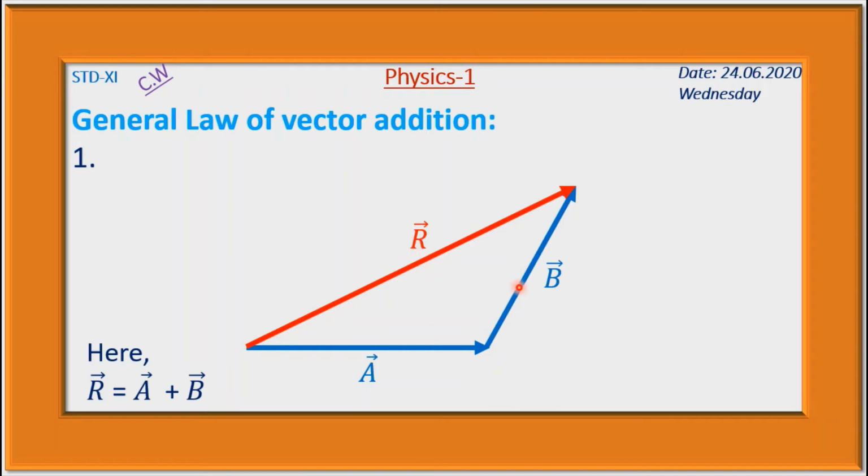That is, the tail of the second vector is connected with the head of the first vector, and then we have to connect the tail of the first vector to the head of the second vector, and the length of this side will give the resultant, and the direction is from the tail of the first vector to the head of the second vector.